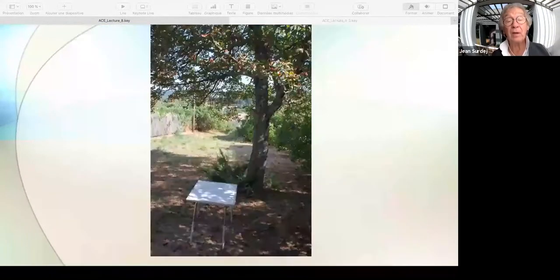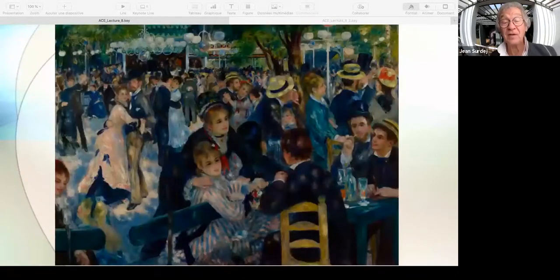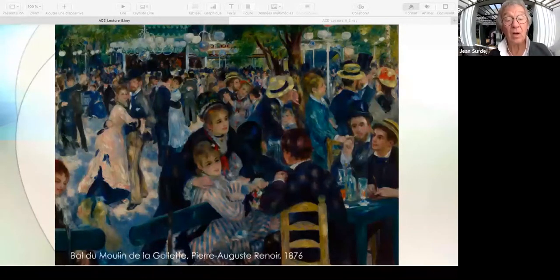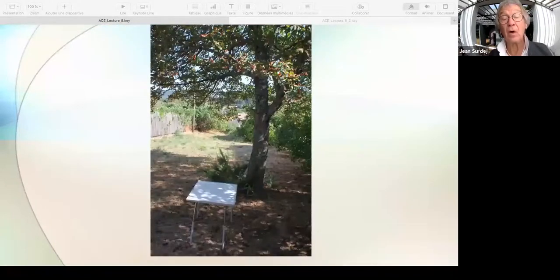Now, what is very nice on this painting is that you see, at various places, small dots of light, and you could wonder what these are due to. Is it just an invention or inspiration from the painter? But I'll explain in a moment what they represent. So on this other view, what you see is a table under a tree, and you see dots of light on the table.